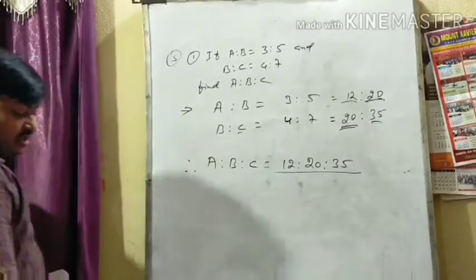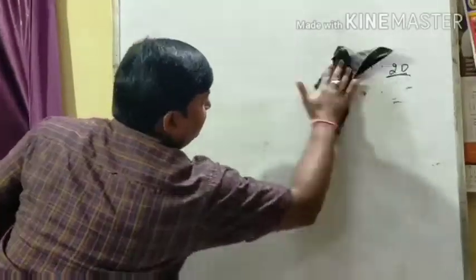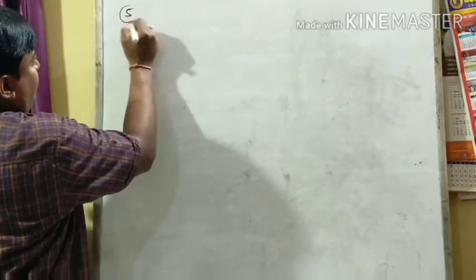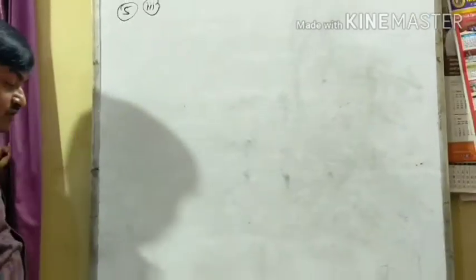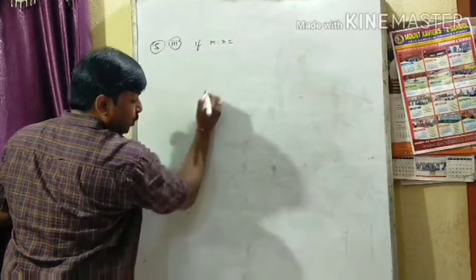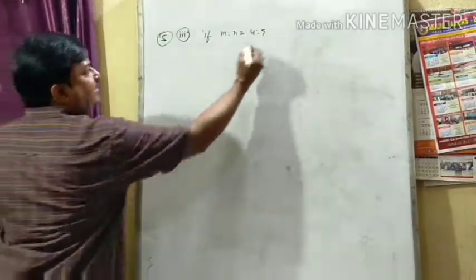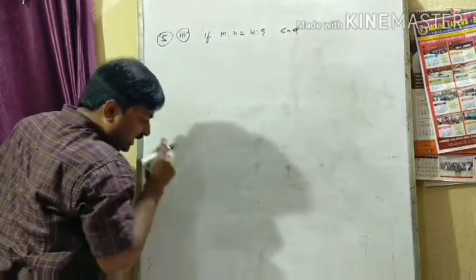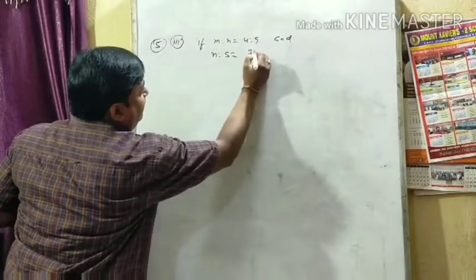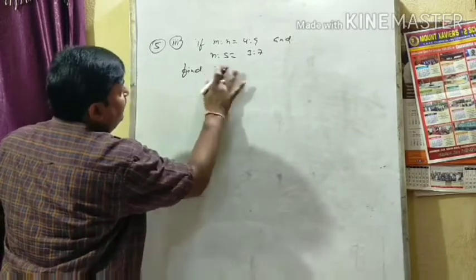The next question is the third question of question number 5. The third question is, if m is to n equals 4 is to 9, and n is to s equals 3 is to 7, find m is to s.